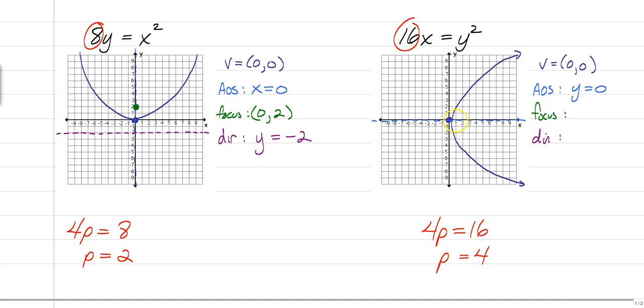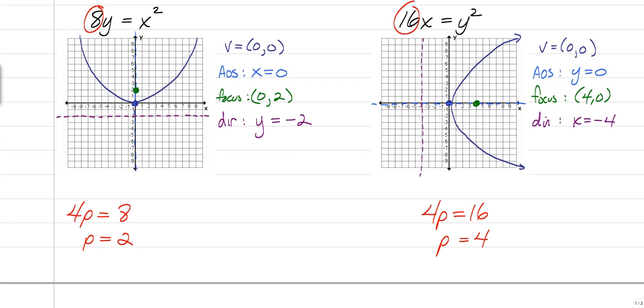So your focus is 1, 2, 3, 4 inside the parabola. So that would be at 4, 0. And your directrix is 1, 2, 3, 4 to the outside. And it has to be a line perpendicular to your axis of symmetry. So a vertical line is at x equals, and then the x value is -4. Okay, so that's how you graph parabolas that now can open up, down, left, or right using a focus and a directrix.